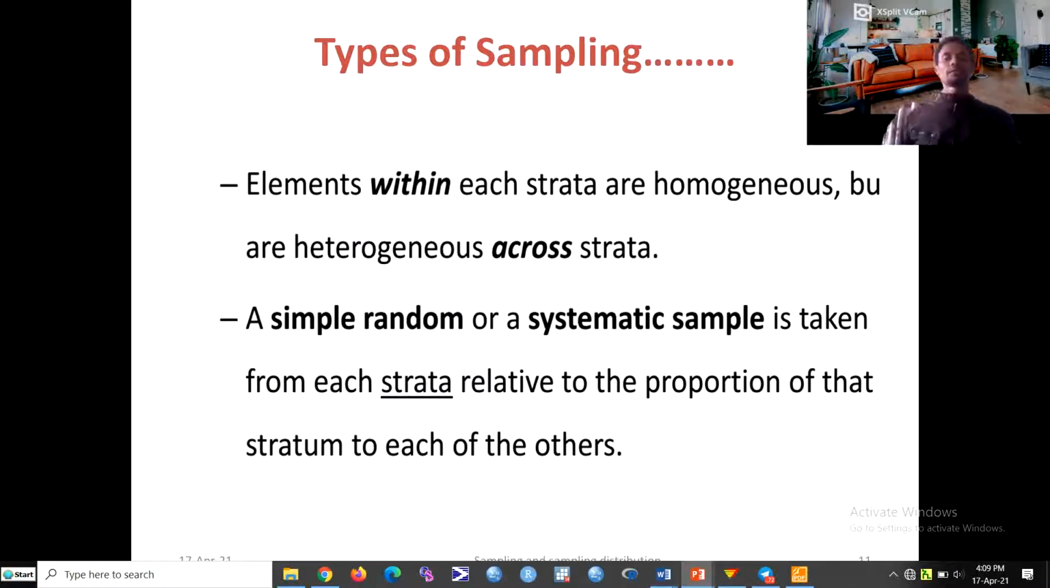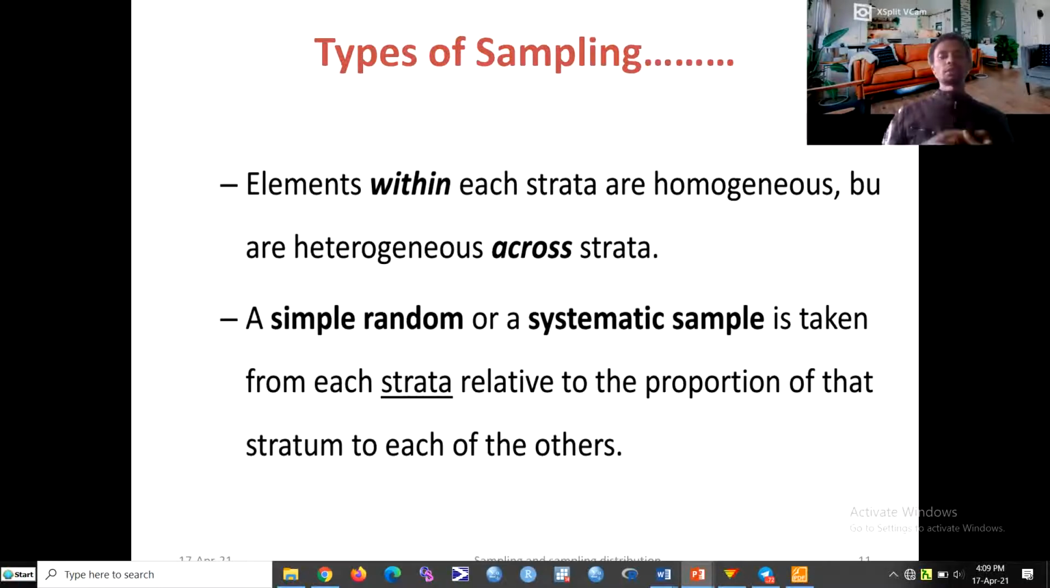So what is the logic behind using strata? I will assume elements within the strata are homogeneous and there is heterogeneity across strata. So now I will take a sample from every stratum independently. In each stratum, simple random sampling or systematic sampling can be useful, yes, to take samples from individual strata.